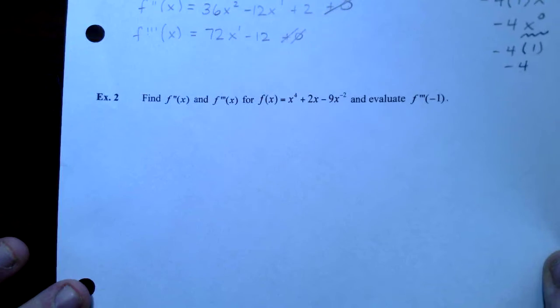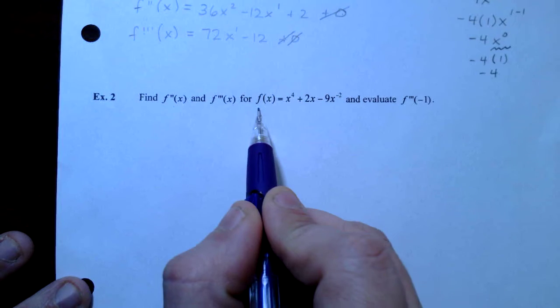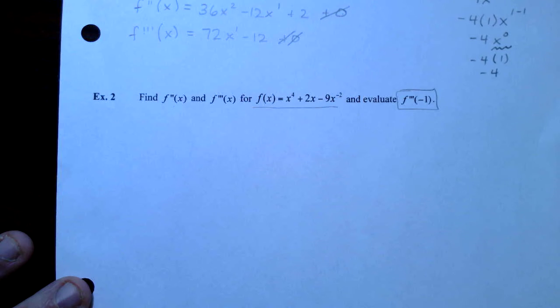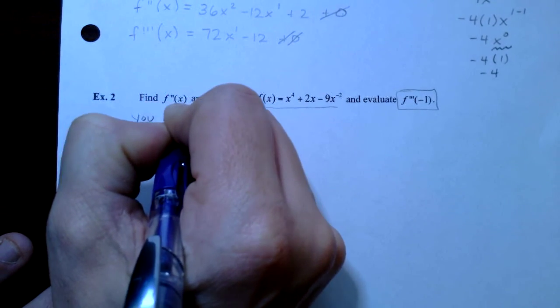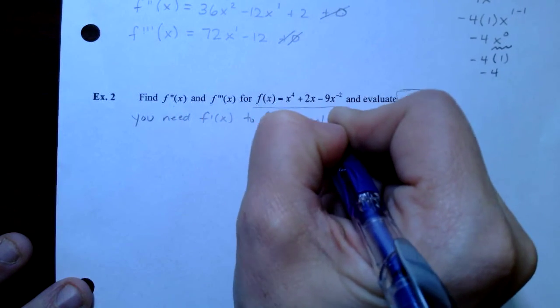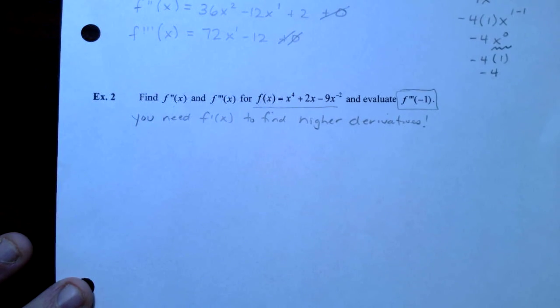Okay. So now, for example 2, find f double prime and f triple prime for this original function and evaluate f triple prime of negative 1. This question is designed to trick you, basically. No matter what, to get to f double prime and f triple prime, you need to find f prime. So we're going to do the work. So right here, you need f prime of x to find the higher derivatives. Even though they didn't explicitly ask for it, it's an interim step.